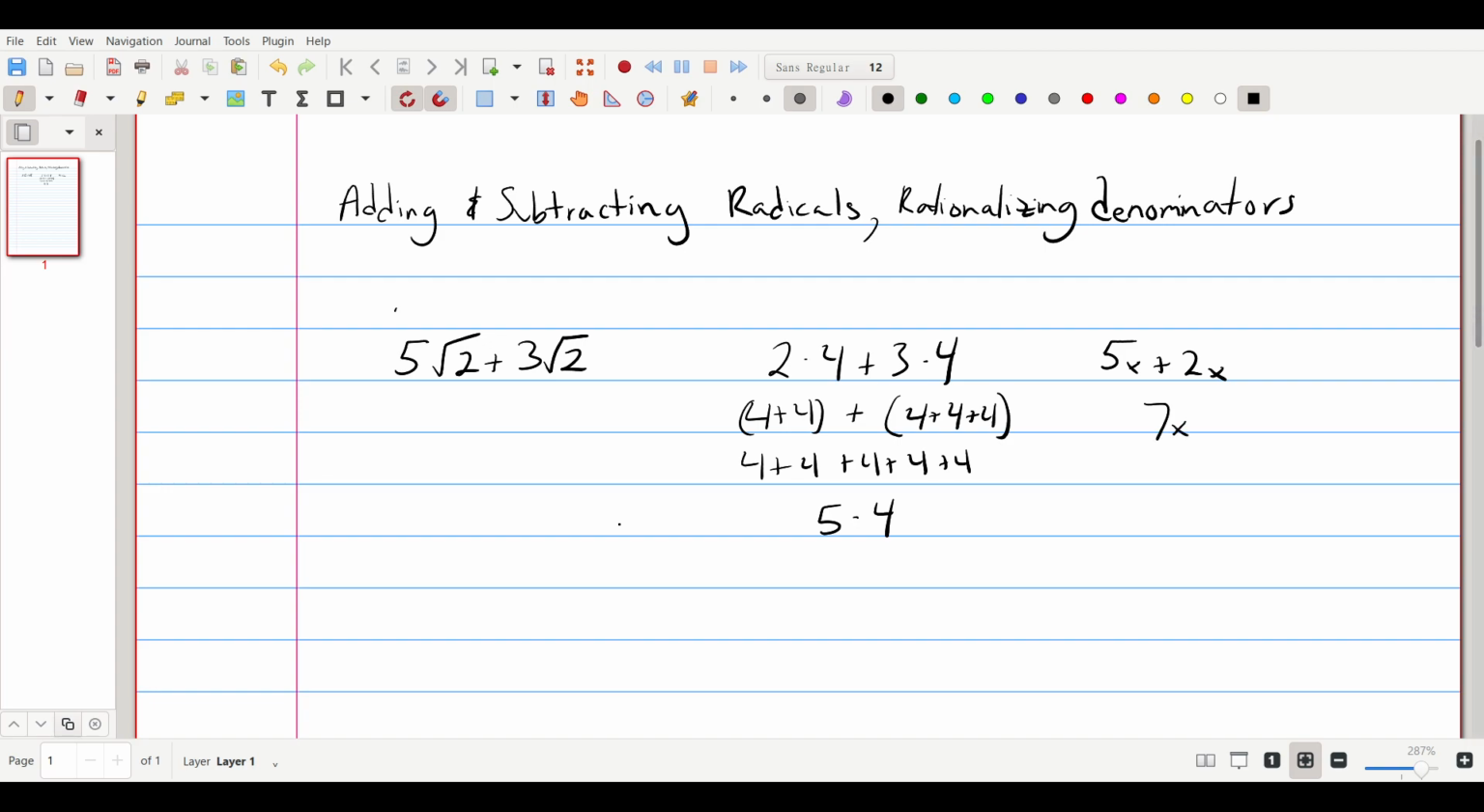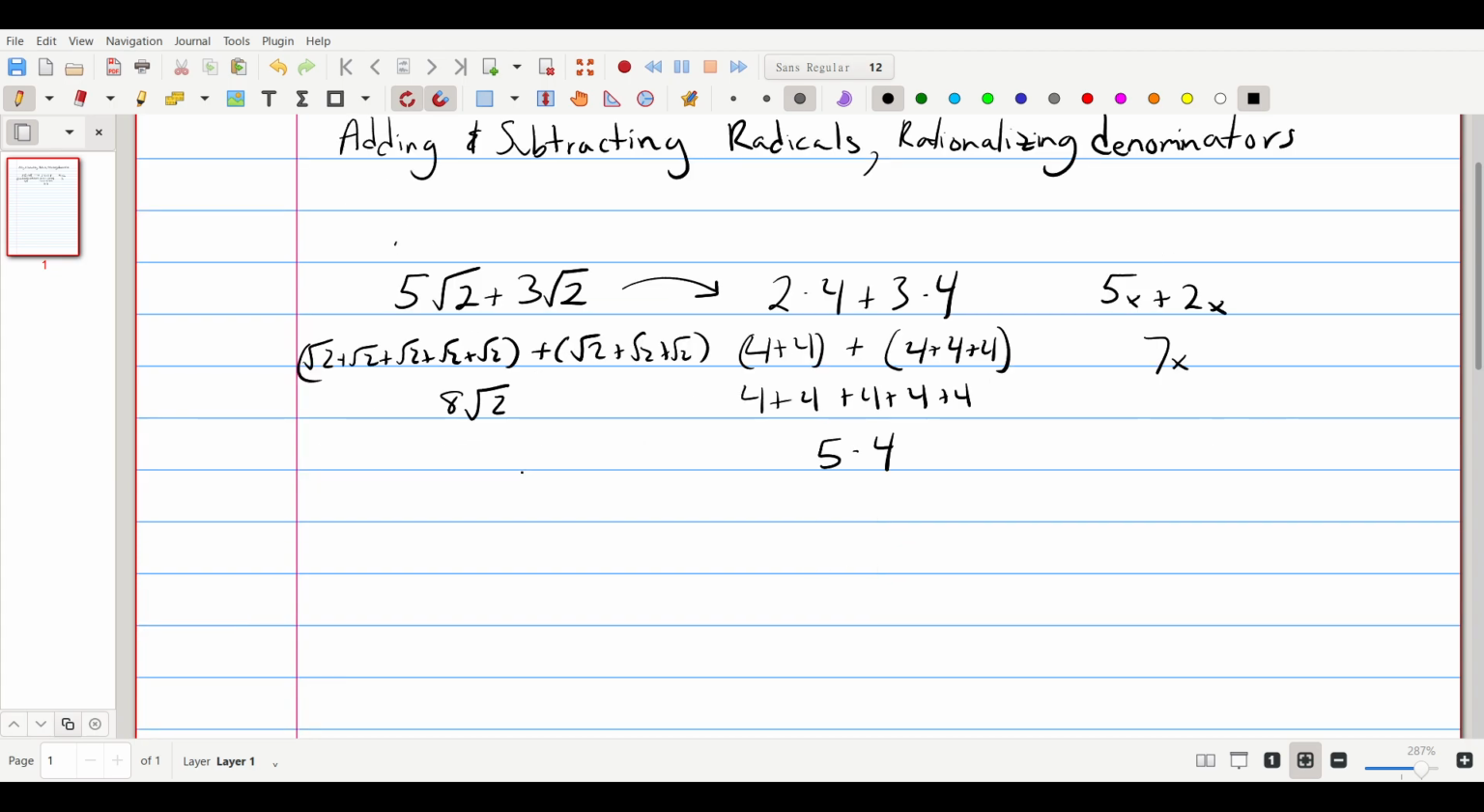And adding radicals is the same way. So if you wanted to think about how we explain that one, it's 5 square roots of 2: square root of 2 plus square root of 2 plus square root of 2 plus square root of 2 plus square root of 2, plus 3 square roots of 2, square root of 2 plus square root of 2 plus square root of 2. So we can drop the parentheses, and how many square roots of 2 do we have? Well, we have 8. 8 square roots of 2. So just as we add variables, you can add radicals.